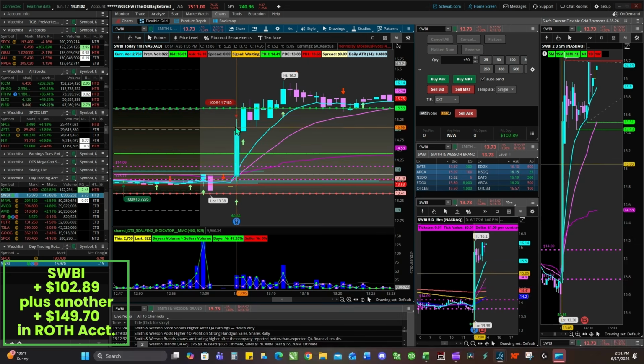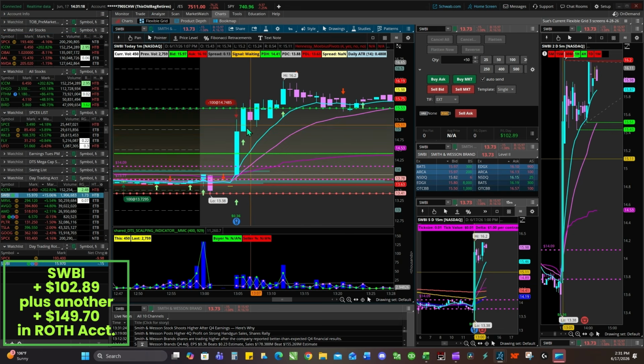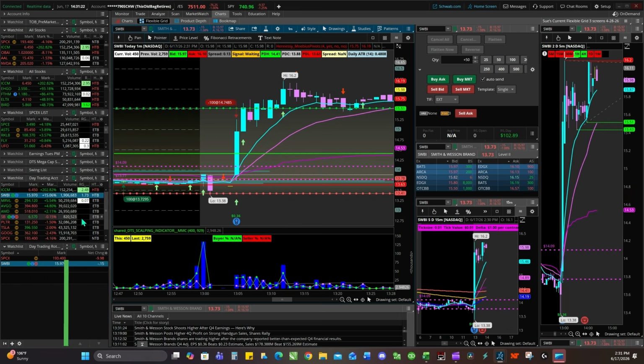As soon as I see it shoot up, I got out at 1474. So I didn't get out when it was coming down. I actually got out as it was going up. I did not know how far it would go, and it was only anticipated to go up about $1. So I just thought that was safe. You could have played it a little bit longer, but I got 102.89.